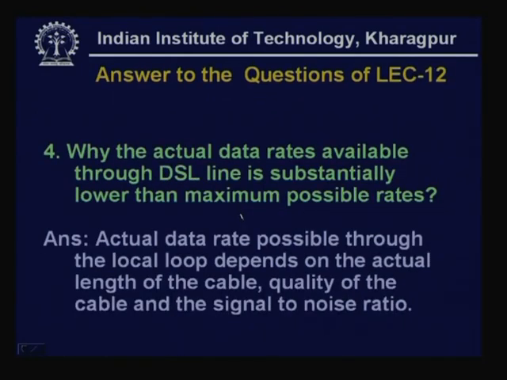Why the actual data rates available through DSL line is substantially lower than maximum possible rates. As we have seen, although the maximum data rate is high, because of the long length of cable, attenuation, quality of cable, signal to noise ratio, it is not possible to send at that maximum rate. So, the data rate that can be sent is decided dynamically based on the line condition in DSL network, and usually it is much lower than the maximum rate.